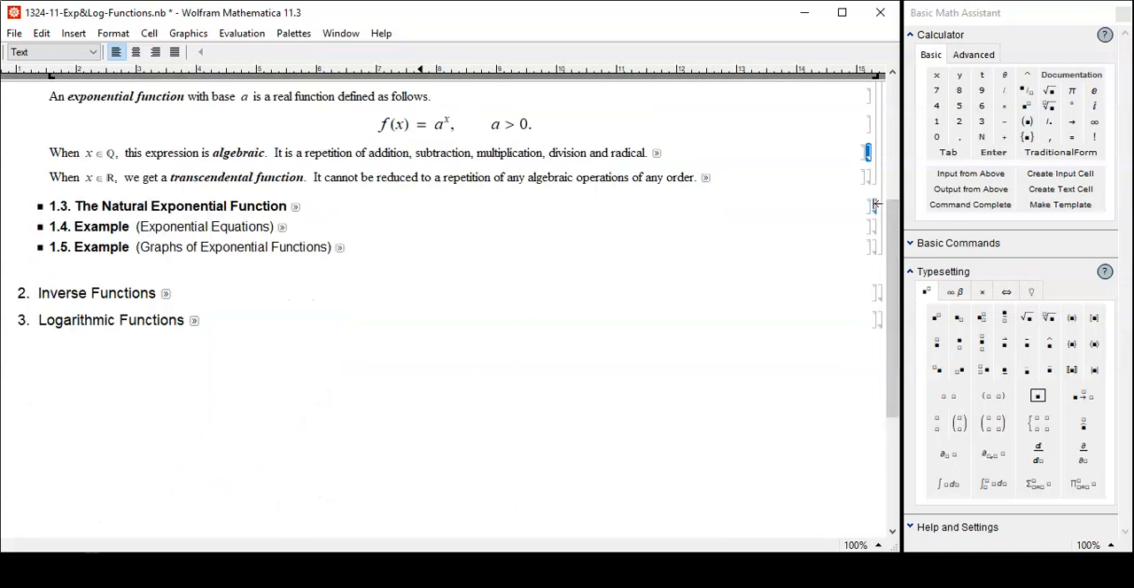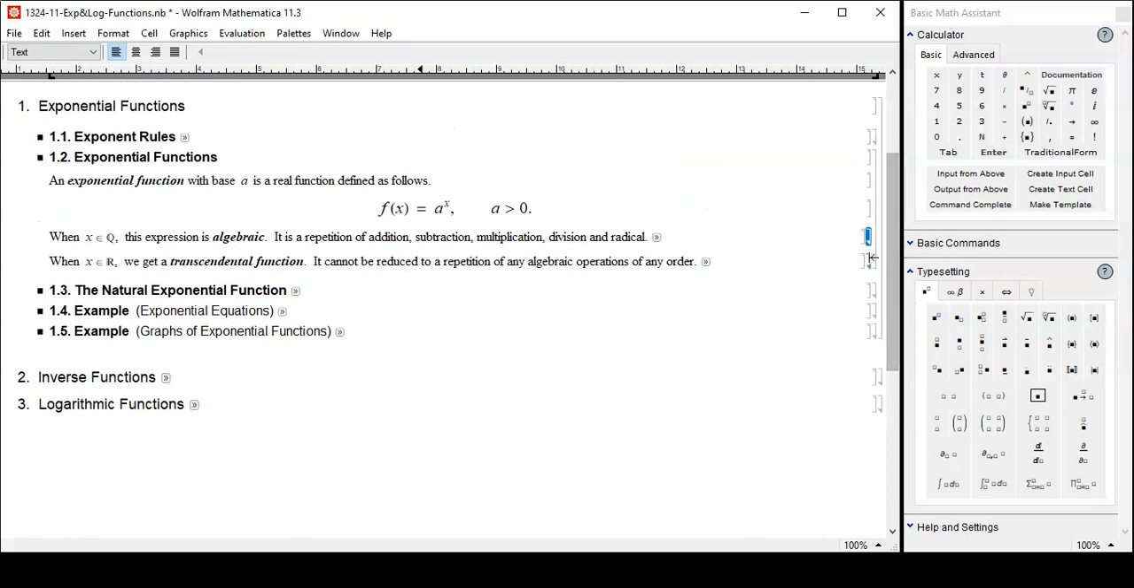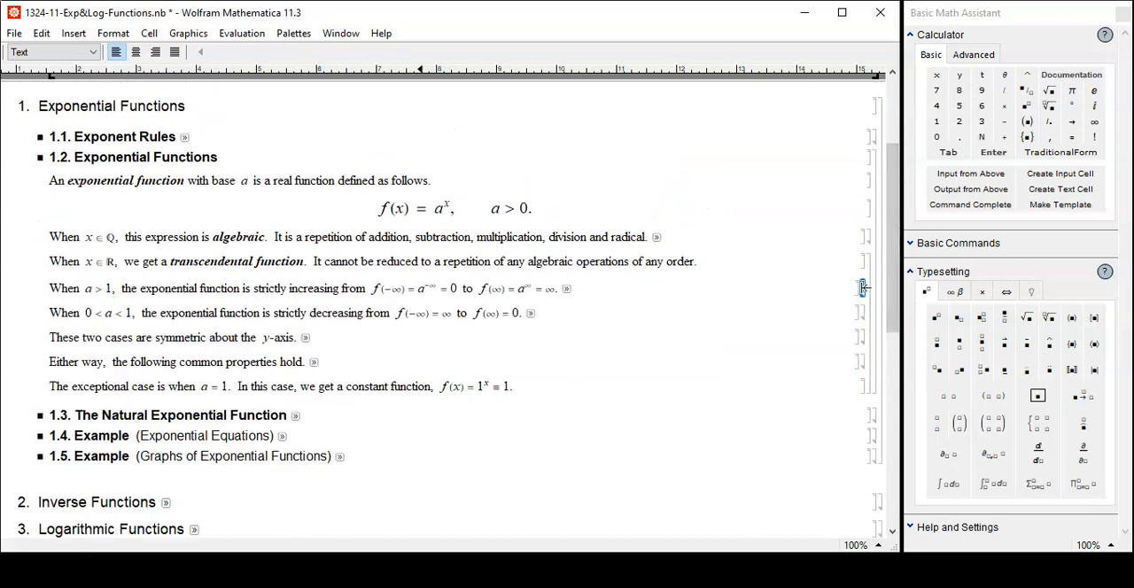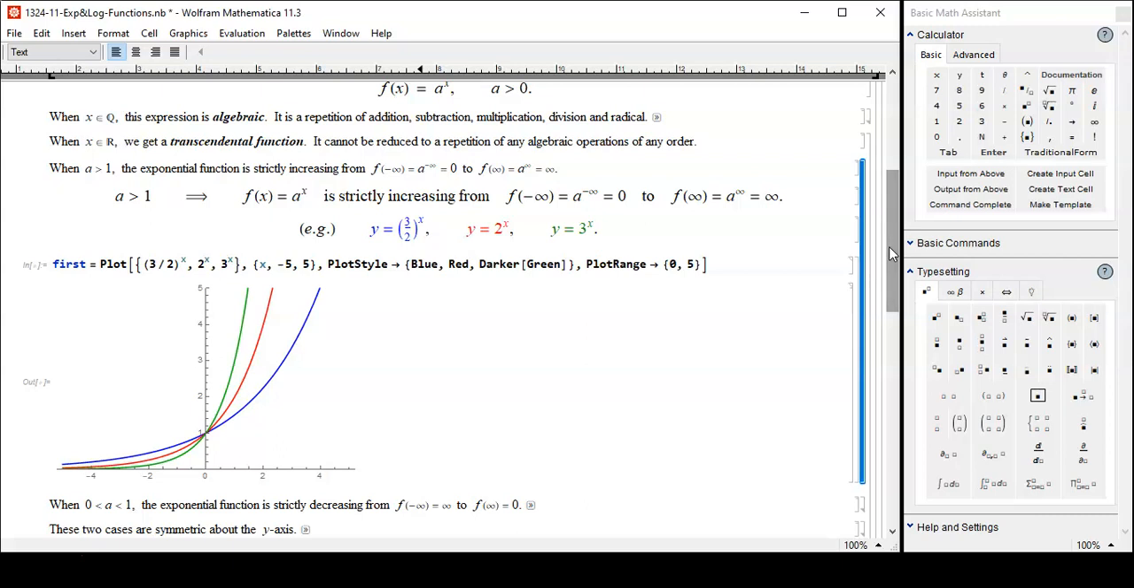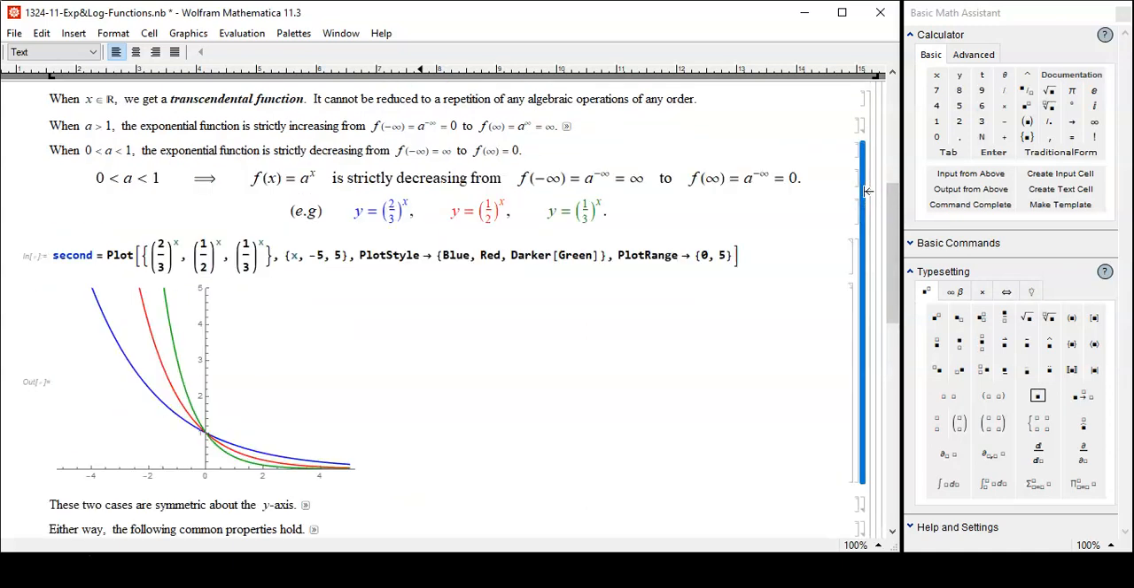If you do that, you're going to get these kinds of graphs. Please note that I don't have dots anymore. I have continuous curves. And here I have some special cases. A values are 3/2, 2, and 3 respectively in blue, red, and green. And then here's another example. A values are 2/3, 1/2, and 1/3 respectively. And we have blue, red, and green graphs.